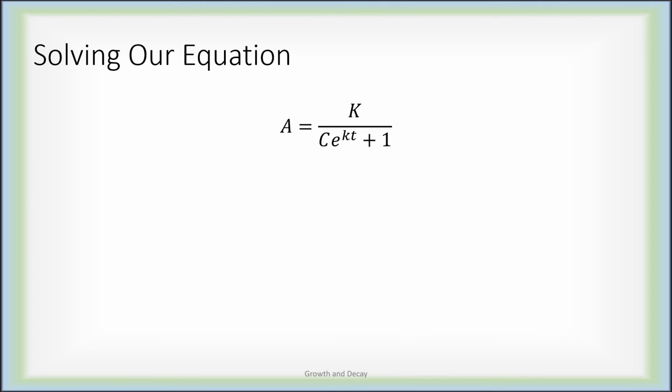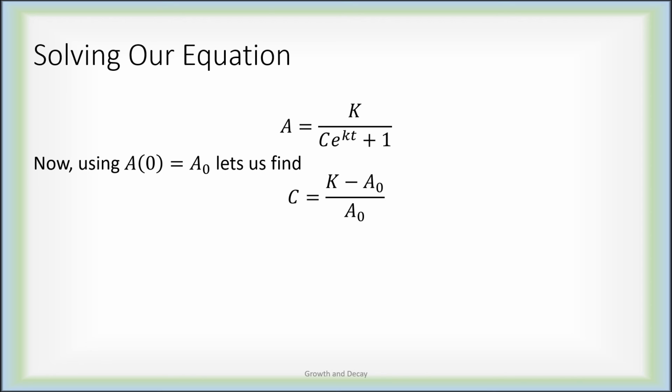So here is our solution. A of t is capital K over some constant C, e to the kt, plus 1. Now let's use our initial conditions. A of 0 equals A sub 0. That allows us to solve for C. It takes a little bit of work, but if you plug in a 0 for t, you get a 1 here, and A sub 0 there. You'll eventually solve for C as K minus A naught over A naught.